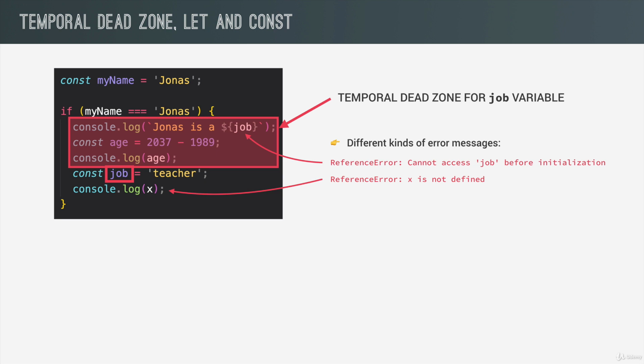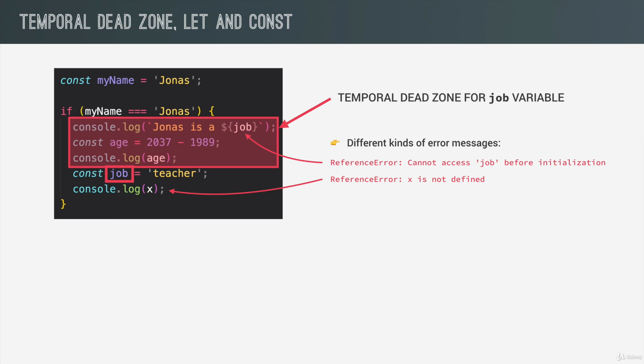So, to recap, basically each and every let and const variable gets its own temporal dead zone that starts at the beginning of the scope until the line where it is defined. And the variable is only safe to use after the TDZ, so the temporal dead zone.